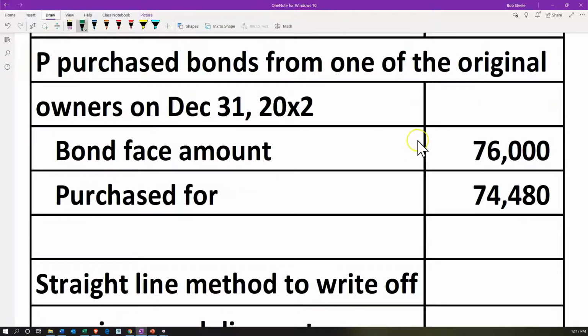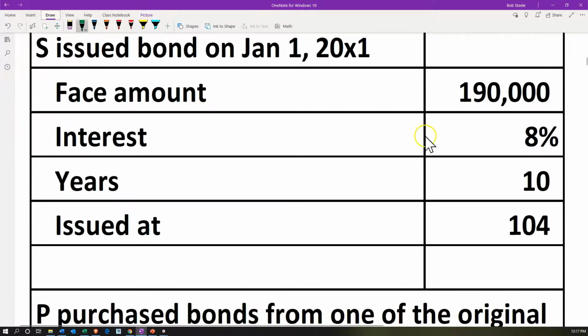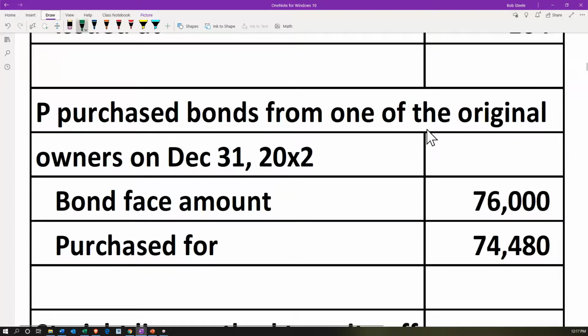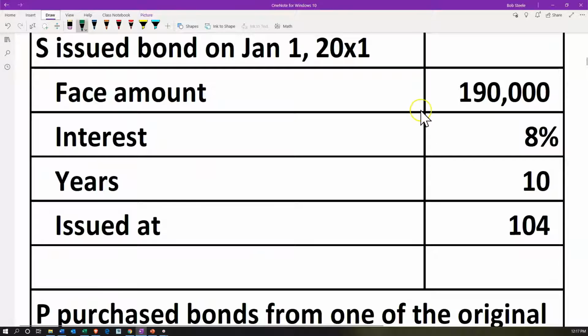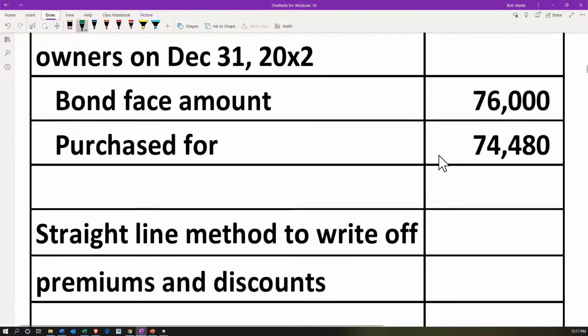So the bond face amount is $76,000. That means $76,000 of the original issuance of bonds by S, $190,000, were purchased by P. Now they purchased them for only $74,480. So that means on their books, they see it as a discount. They purchased it at a discount, even though the original issuance was at a premium. When S issued the bonds, they issued them at a premium. Obviously, the interest rate is going to be the same, and we have the same maturity date related to these bonds as well. So we'll get into that.